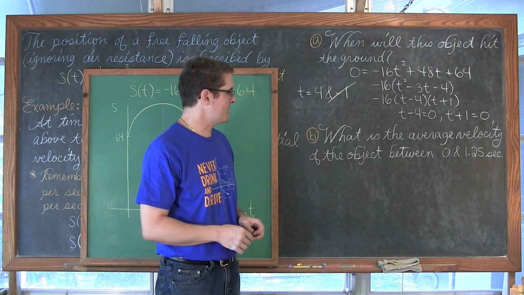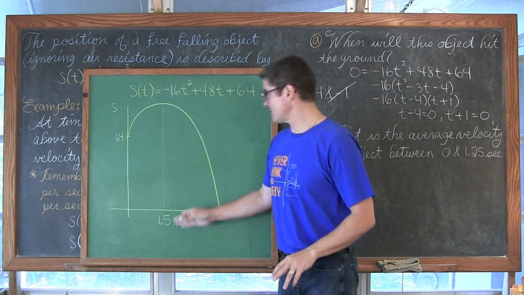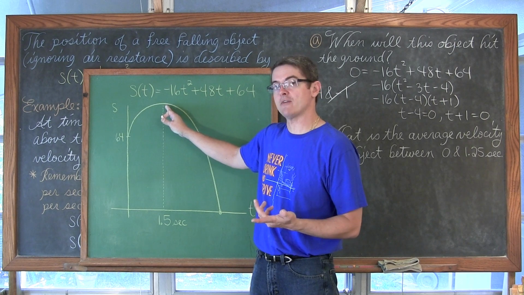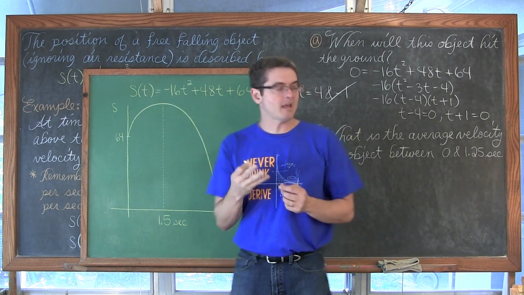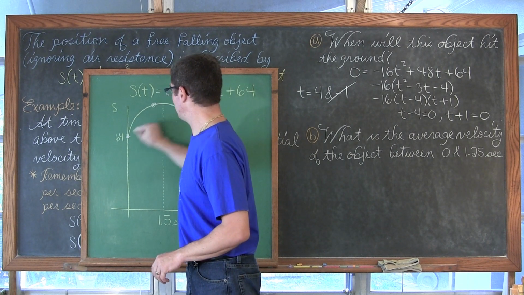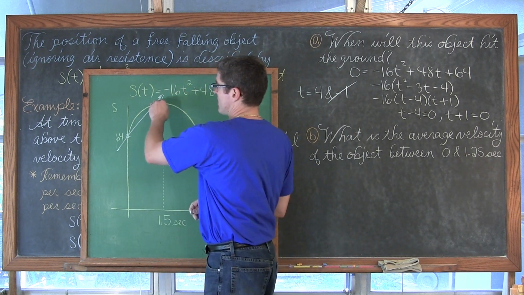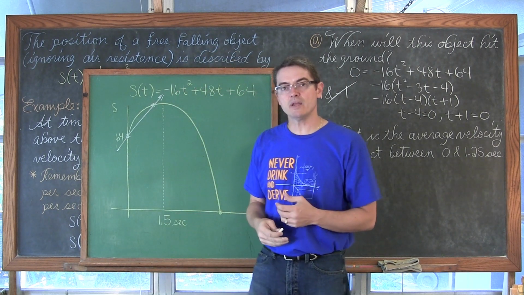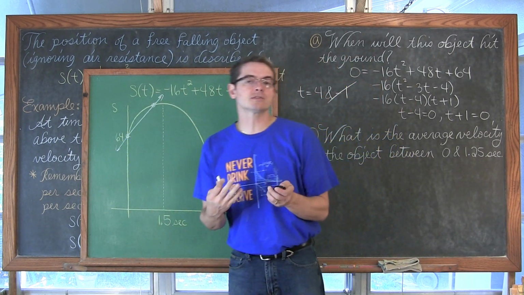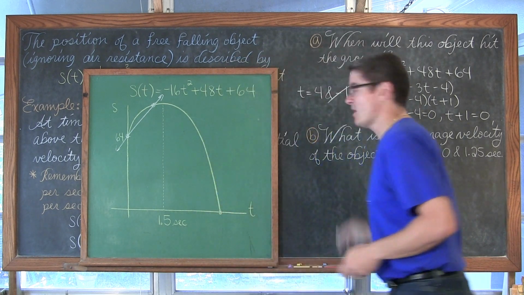What is the average velocity of the object between 0 and 1.25 seconds? Well, we're going to find that in a minute. I'm kind of giving the answer away, but the maximum height of the object is going to be reached after 1.5 seconds. So the average velocity from 0 to 1.25 is going to be the slope of a secant line, and since the object is rising that entire time, our average rate of change, or our average velocity, is going to be positive. And again, that is basically just finding slope, right? Slope of a secant line. So let's get that work up here.